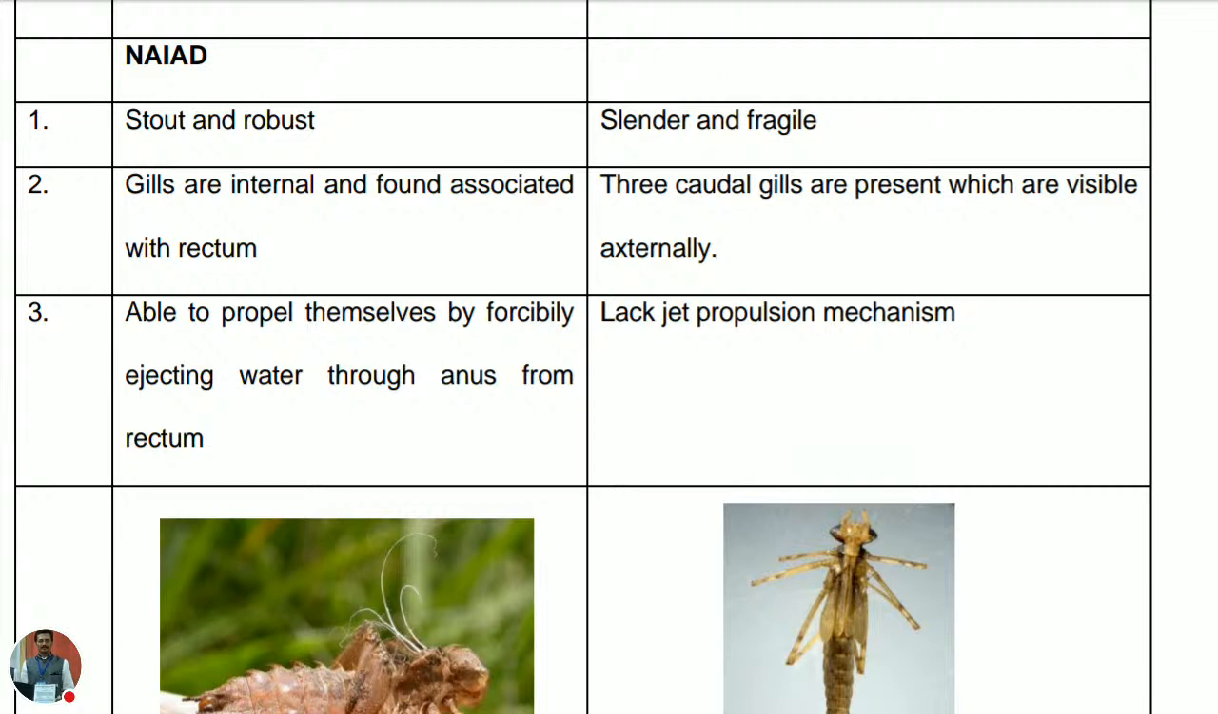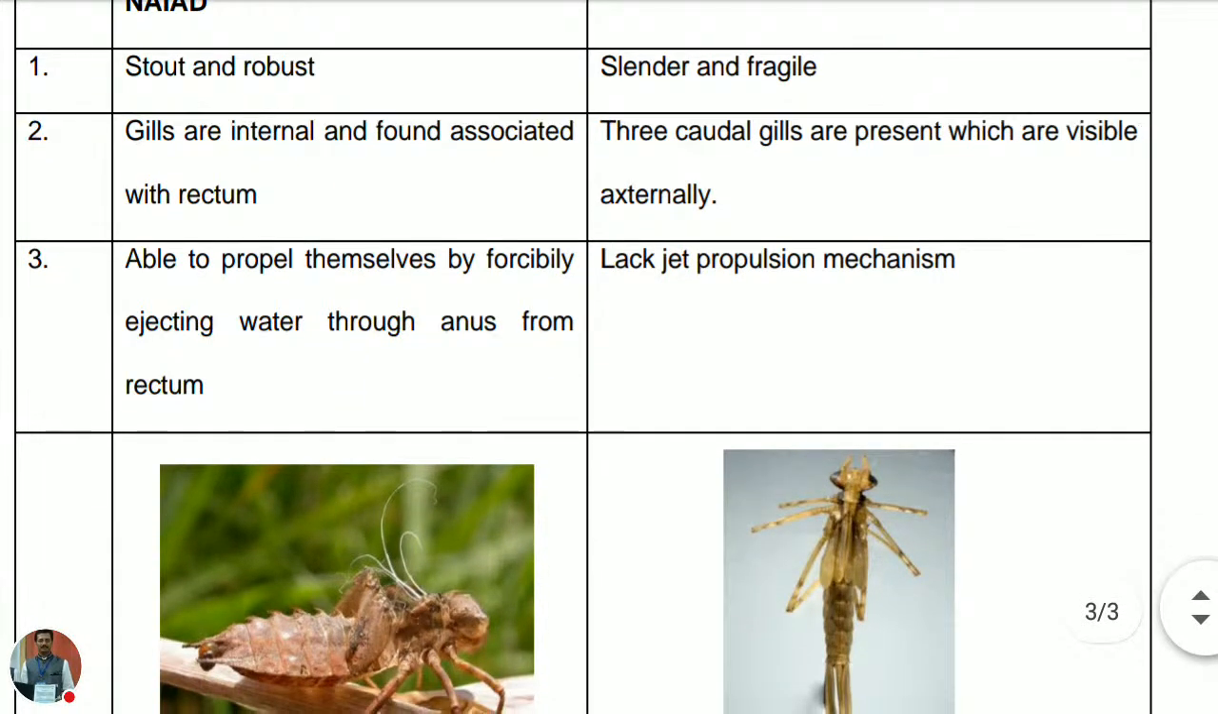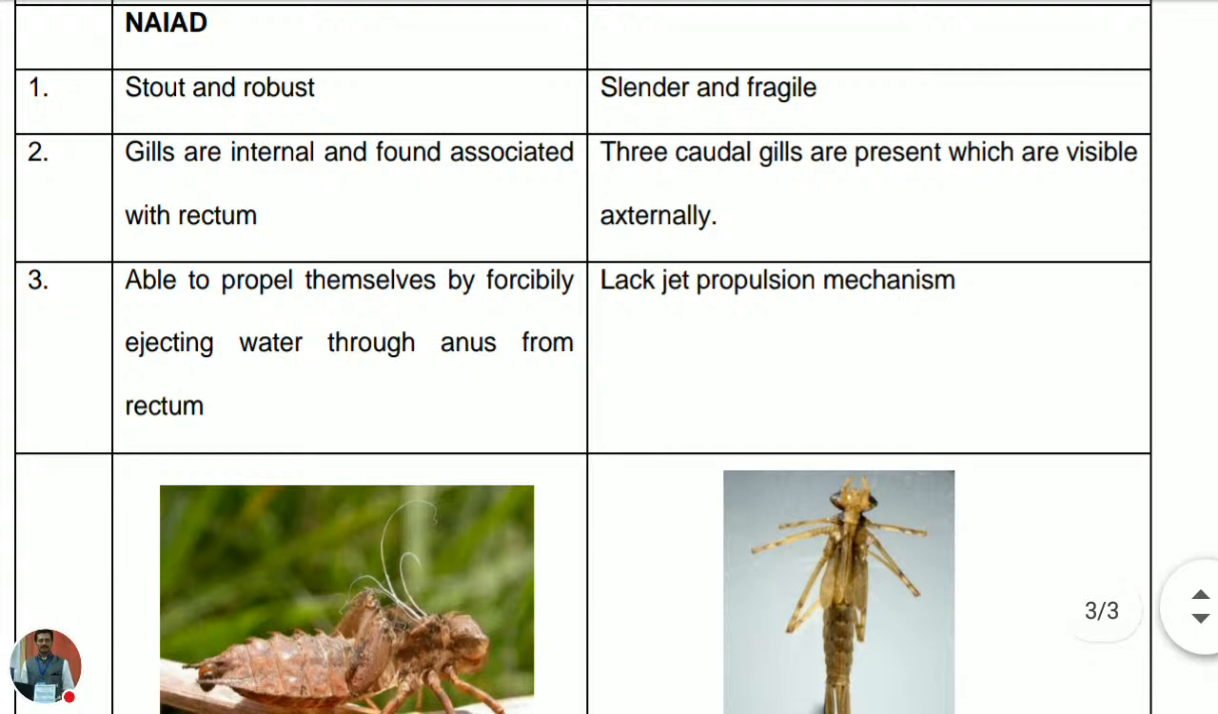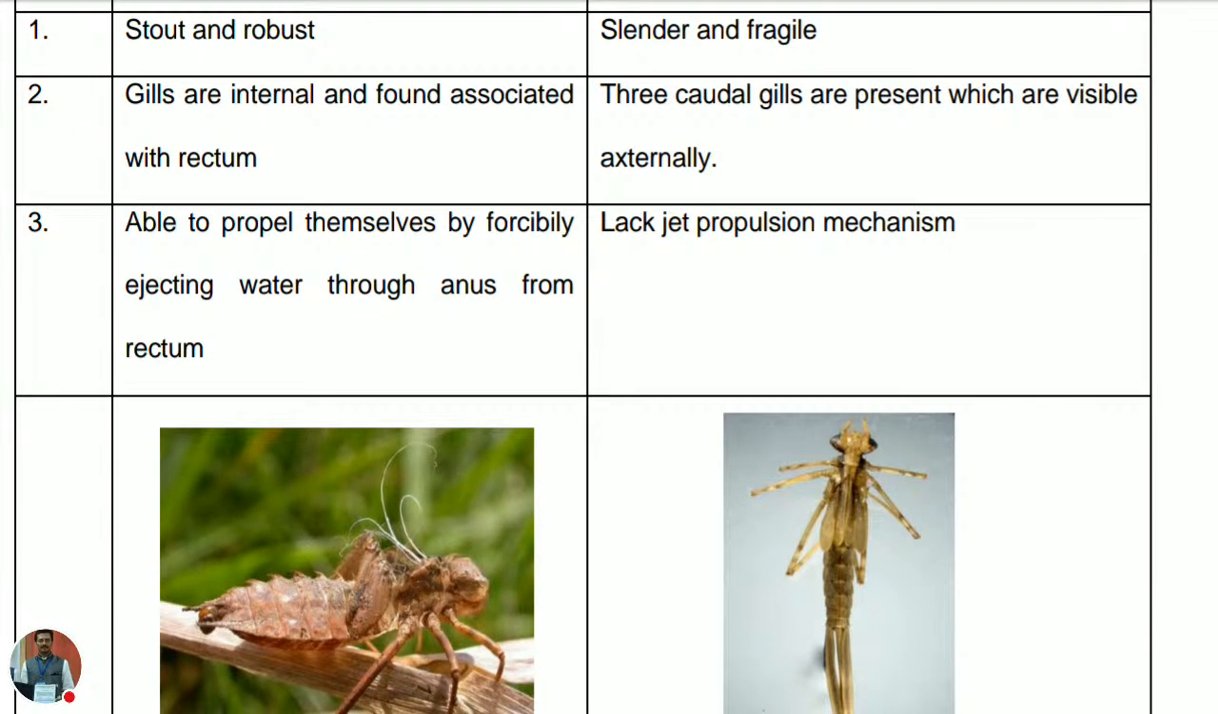So the first point about the naiads of dragonflies, you can see in the picture, they are stout and robust, strong ones. And the naiads of damselflies are slender and fragile. Second point, the gills are internal and found associated with the rectum in case of dragonflies, and the gills are utilized for respiration. And three caudal gills are present, which are visible externally, in case of the damselflies. Caudal gills means they are present on the posterior part of the abdomen.